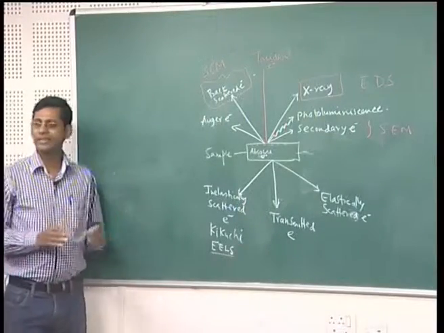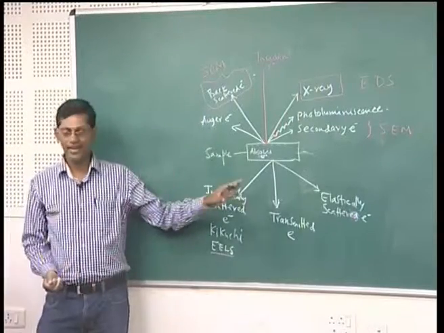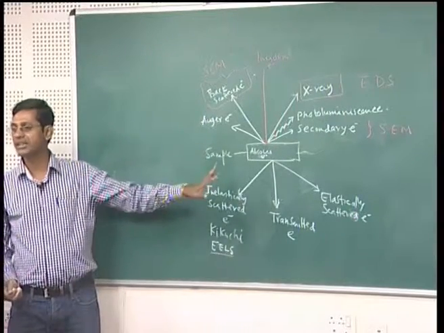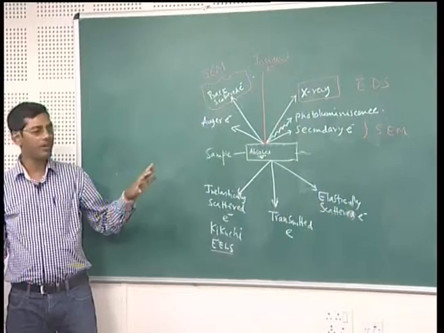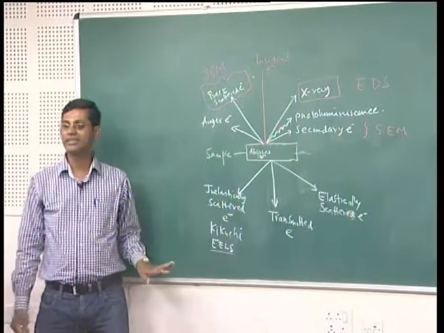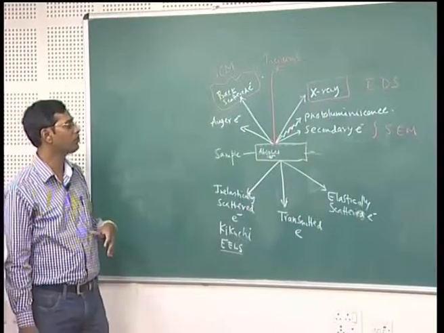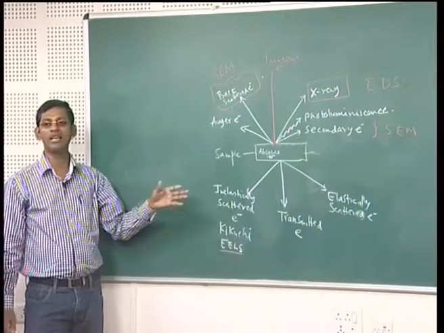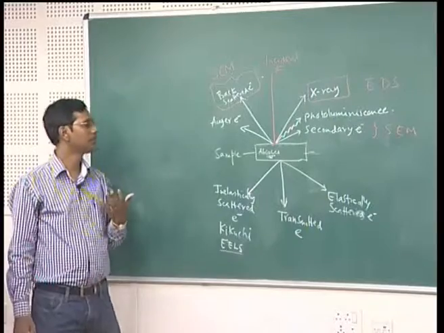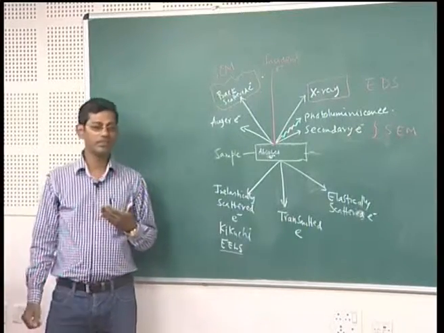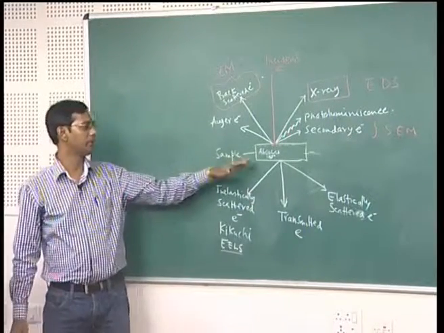So by knowing that electrons can interact with the sample and lead to different kinds of signals, we can now devise techniques in electron microscopes, especially in transmission and scanning electron microscopes, to utilize each of these signals and provide information from the samples which you are probing.